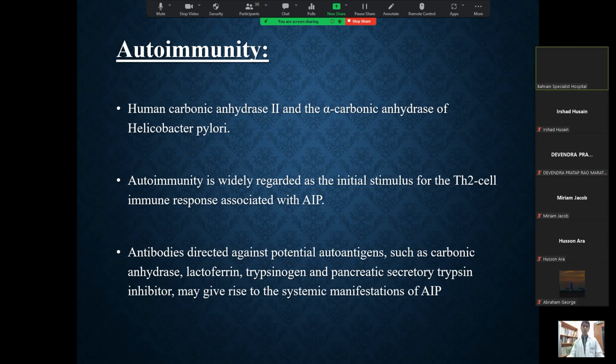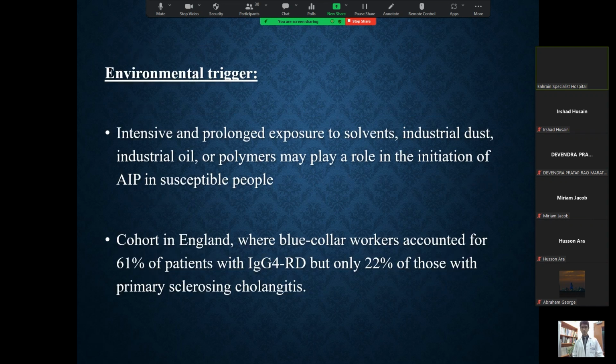Human carbonic anhydrase type 2 and alpha carbonic anhydrase of Helicobacter pylori are associated. It is said that autoimmunity is widely considered the initial stimulus of type 2 helper T cells in the immune response associated with autoimmune pancreatitis. Potential autoantibodies directed against carbonic anhydrase, lactoferrin, trypsinogen, and pancreatic secretory trypsin inhibitor may also give rise to the systemic inflammation of autoimmune pancreatitis.